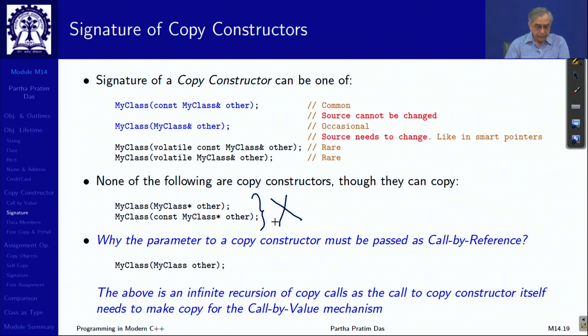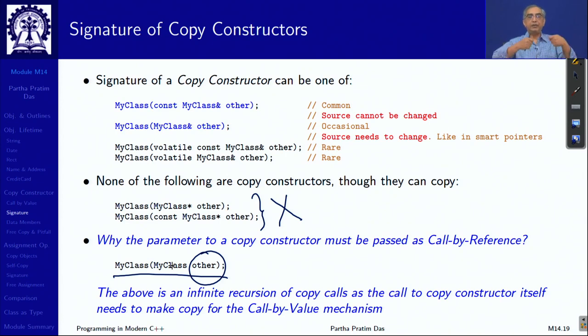Now, the final question is, why do I need to pass the parameter to the copy constructor as reference? What if I pass it as a value? Now, what will happen if I pass it as a value? Then to be able to call the copy constructor, it needs to copy this value, which in turn needs the copy constructor itself. So, I am passing it call by value, so the value must be copied.